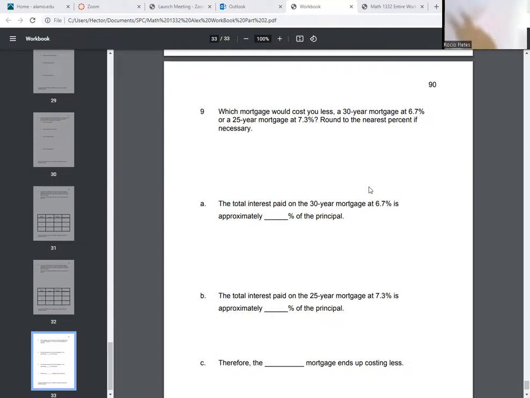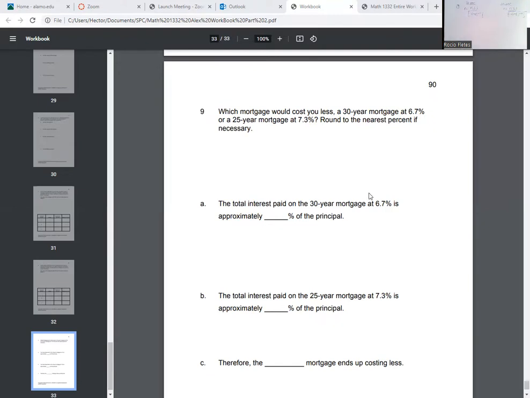Let me just write down the information here. I have the question on the screen. Okay, so 30-year mortgage. I'm going to separate them by time, this one's 30 years and then the 25 years. And then I'm going to write the formula so I don't waste time. Give me a second because the formulas are kind of long. And then I'm going to plug in.